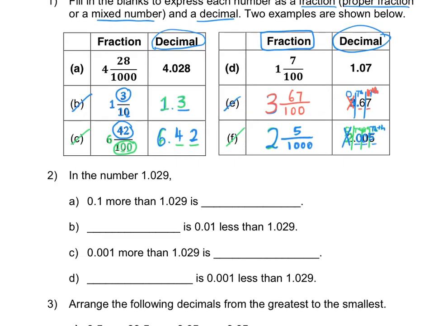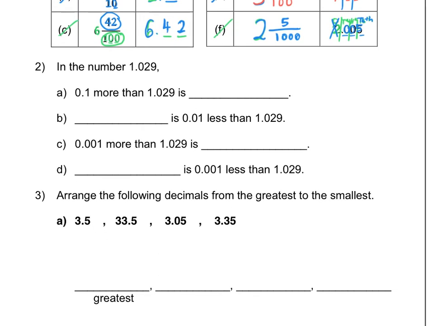Let's go on to look at question number 2. In the number 1.029, fill in the blanks. So same thing, given a number or a decimal, we should always label the place value chart. So in this case, let's label. We have the ones, the tenths, the hundredths, and the thousandths place. Okay, part A, 0.1 more than 1.029 is what?